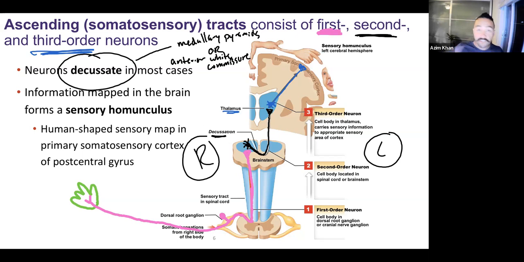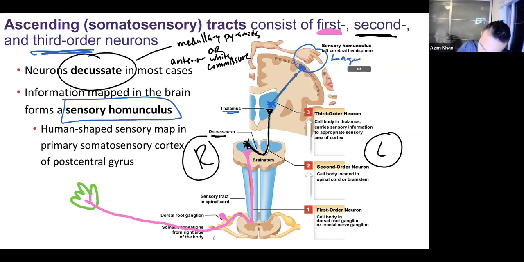The term for all of this mapping is a sensory homunculus. The word homunculus means little human, and sensory because it's a little human that we form from our sensory processing. We have this human-shaped sensory map in our primary somatosensory cortex that directly relates to how sensitive an area is. Larger areas, more sensitivity.